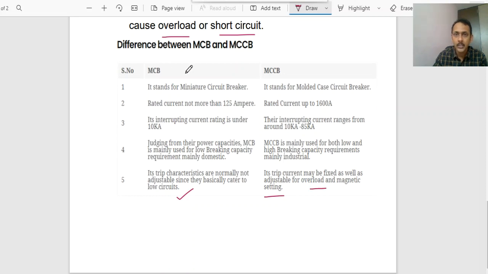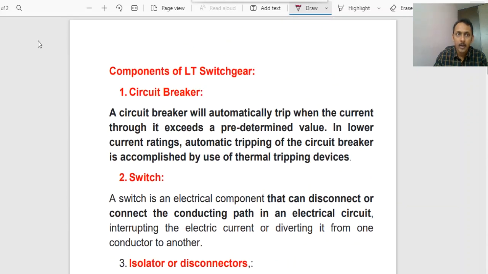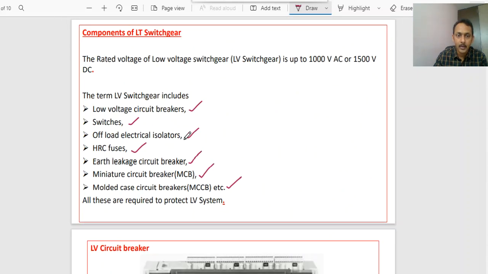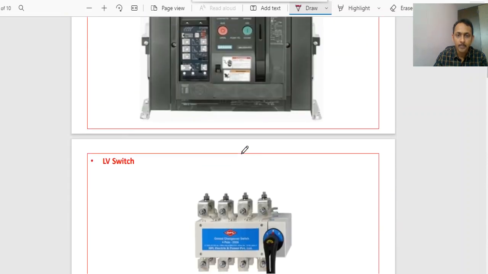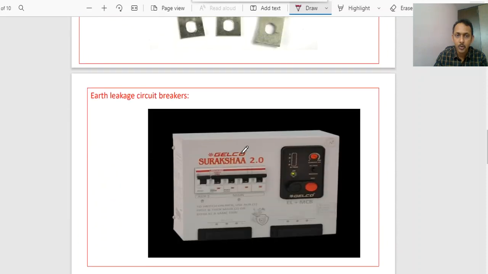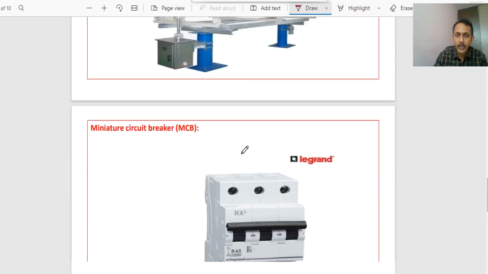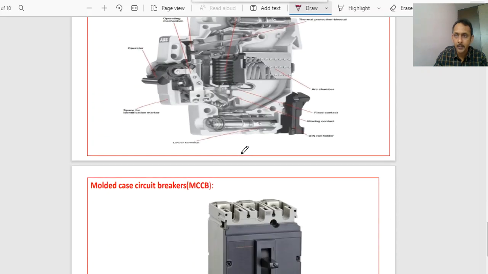So these are the differences you can observe between the MCB and MCCB, and these are the different components we have, right? And physically this is the LV circuit breaker, low voltage switch, off-load electrical isolator, HRC fuse, earth leakage circuit breaker, off-load electrical isolator, MCB and MCCB, right?